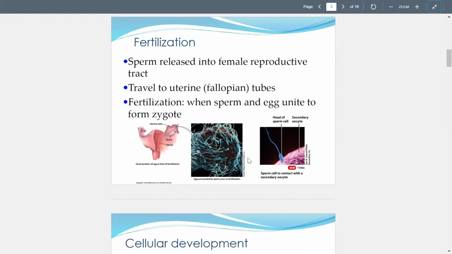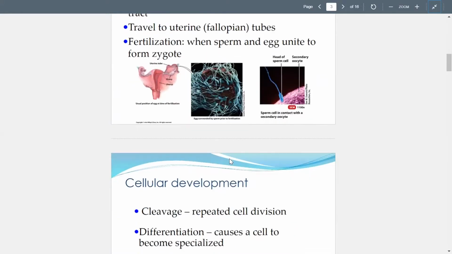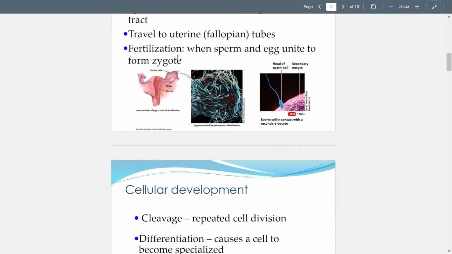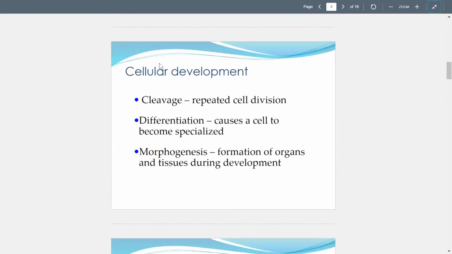Again, fertilization: sperm is in the female, and then it goes through the fallopian tubes, and then they form a zygote during fertilization. And zygote is when the sperm meets an egg.